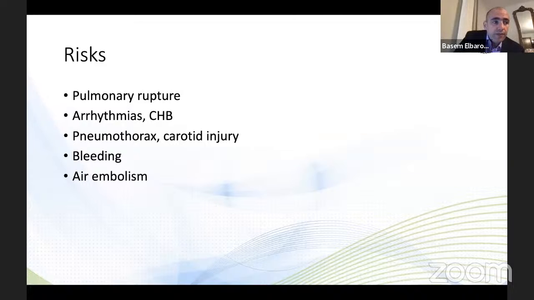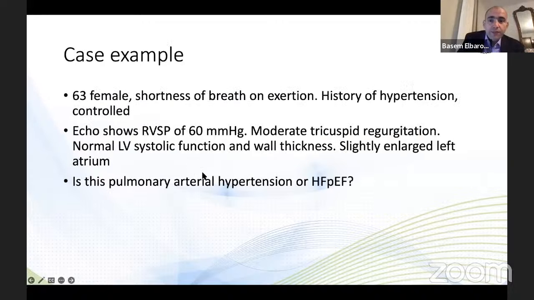If you're going through the IJ, when you pull the sheath out, make sure that you ask the patient to take a deep breath in and hold before you do that, to maintain a positive intrathoracic pressure to prevent air embolism. So back to the couple of examples that I mentioned earlier on.